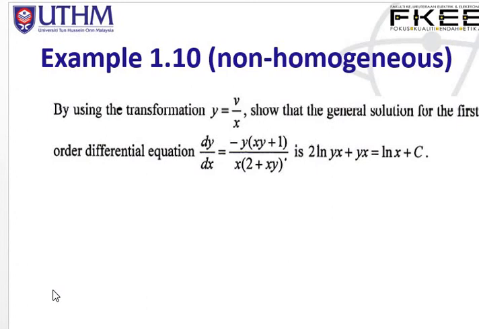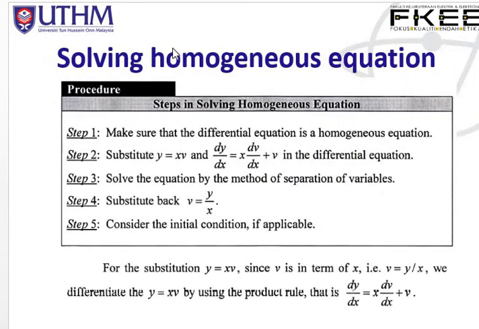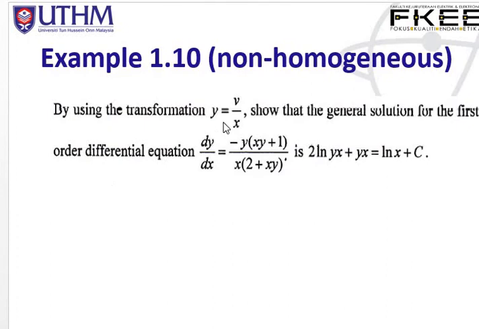A very common transformation is to let y equal to v divided by x. So for the homogeneous equation, we use y equal to xv. Do you still remember? For a non-homogeneous equation, we use the transformation of v divided by x. Okay, now let's look at the example.